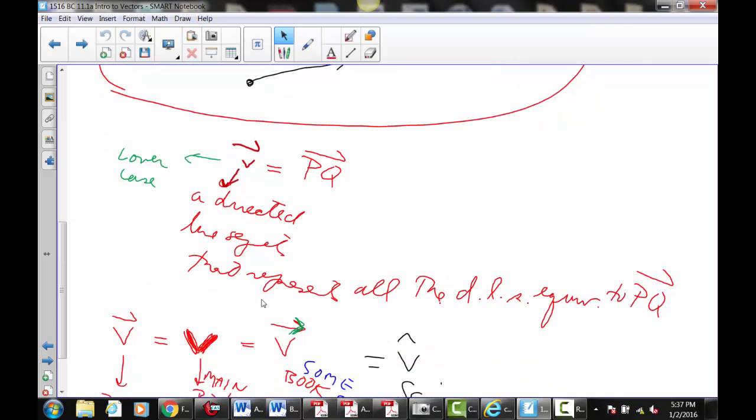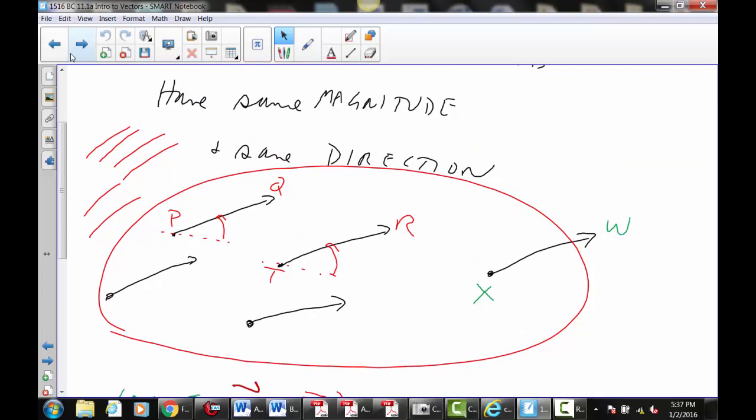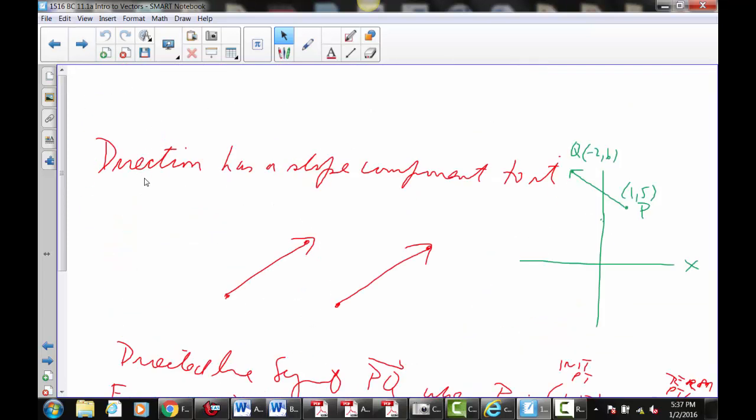So a directed line segment that represents all of the directed line segments equivalent to the vector PQ. So all of these could be called vector V because they all have the same magnitude and they all have the same direction. The direction has a slope component to it, obviously.